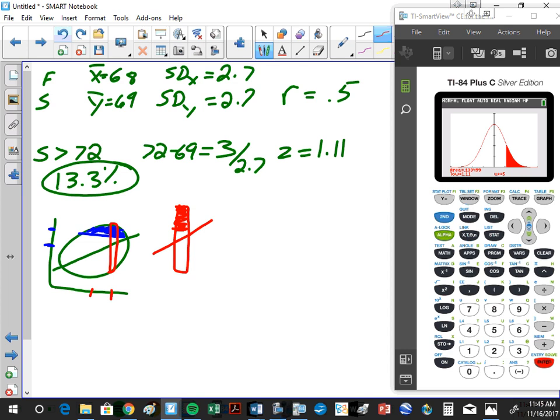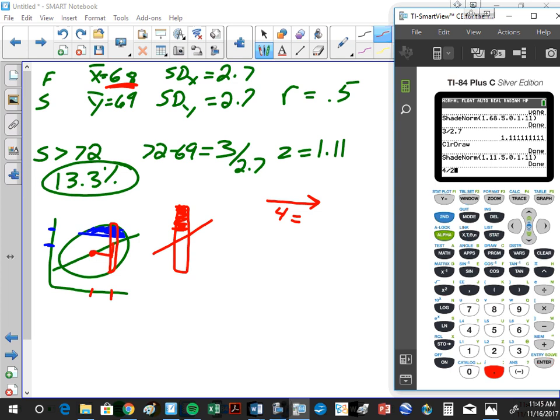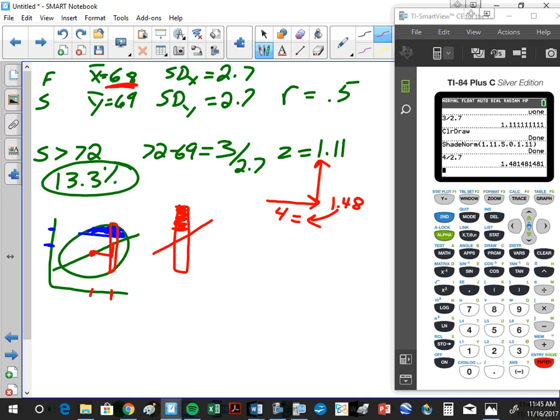So, I need to find the new average. My old averages were here, I need to go right and I need to go up. How far to the right am I going to go? Well, I start at 68 and I end at 72. So I go right 4, which is equivalent to 1.48 SDs. Now I need to go up 1.48 SDs times 0.5. So 1.48 times 0.5 times the SD of 2.7.